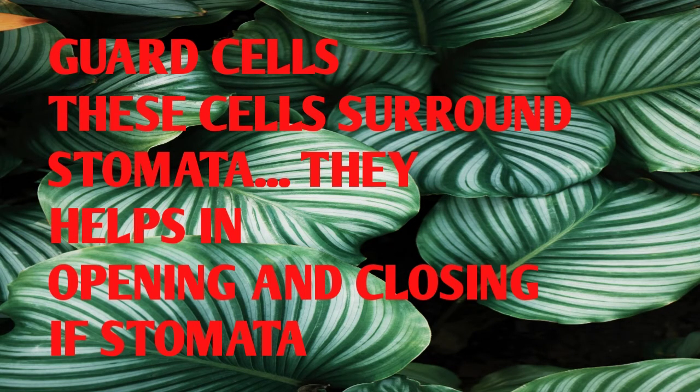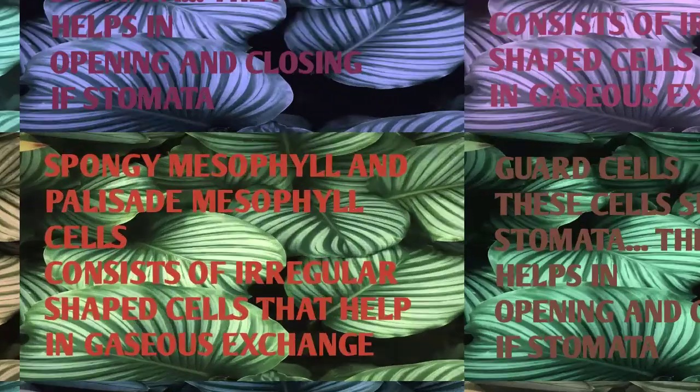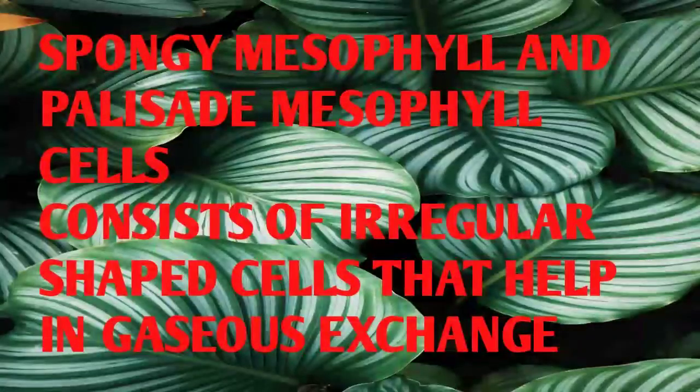Now the function of the next part of the leaf, which is spongy mesophyll and palisade mesophyll cells. Now what are spongy mesophyll and palisade mesophyll cells? They consist of irregular shaped cells that help in gaseous exchange.